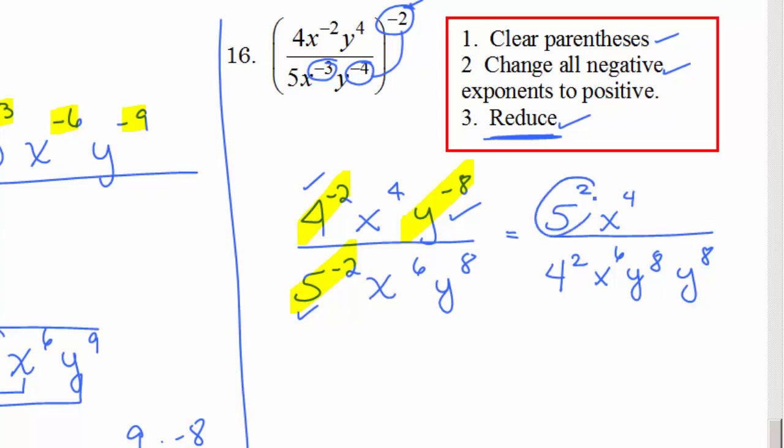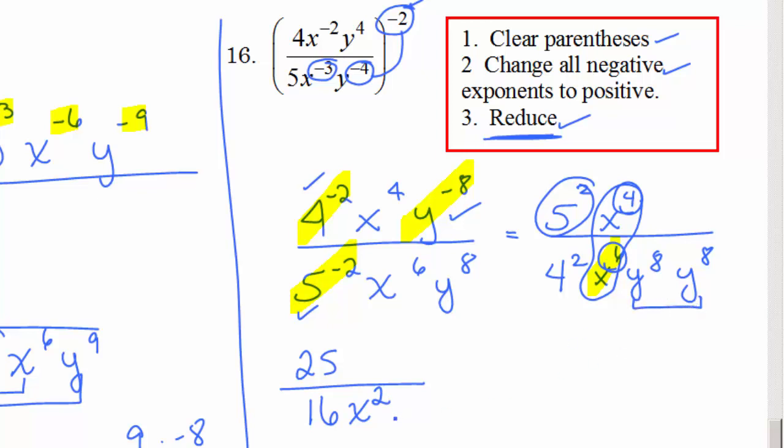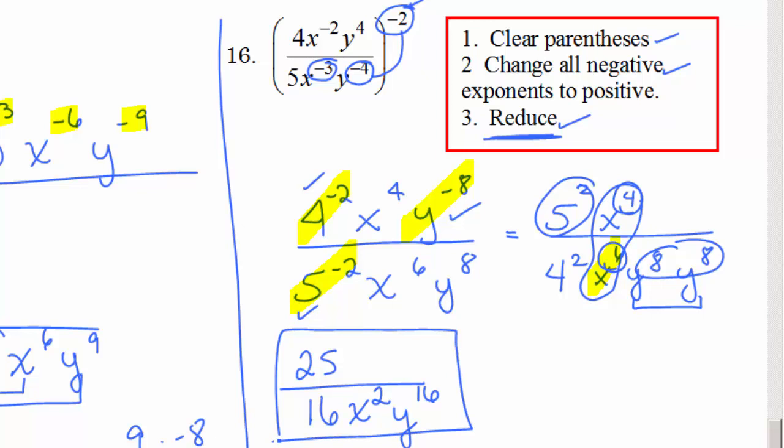Let's see what I've got. So 5 squared is 25. 4 squared is 16. What can I do with those x's? Where are there more x's, top or bottom? On the bottom. So I'm going to keep the x's on the bottom, and I'm going to subtract 6 minus 4, which is positive 2. Then those are both on the bottom, so I'm going to keep them on the bottom and add their exponents. Again, skipping steps with this is not a good idea. Be careful about what you can change, what you can't change. Negative exponents you have to change.